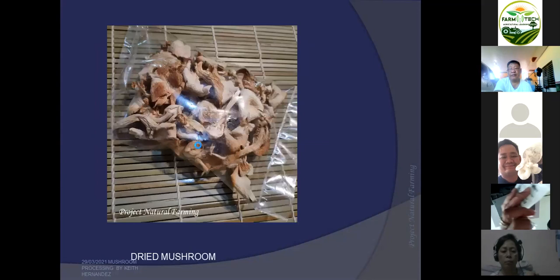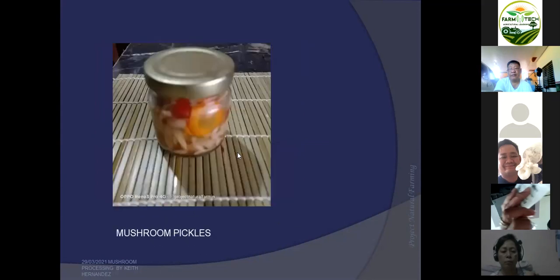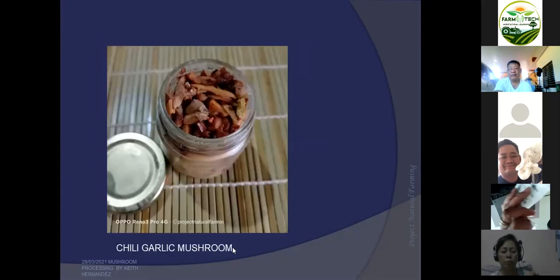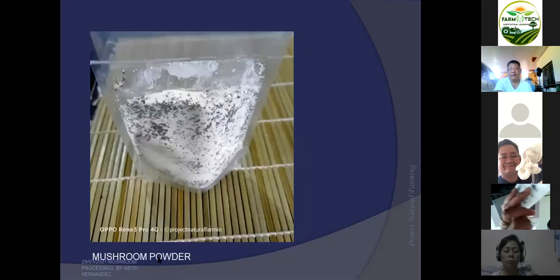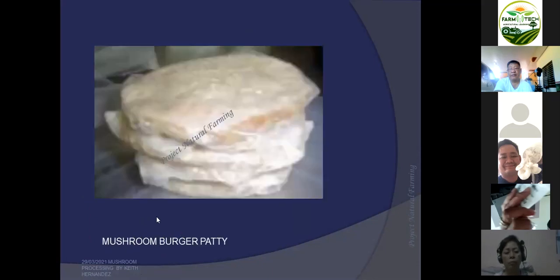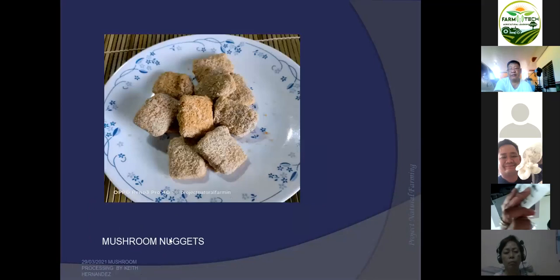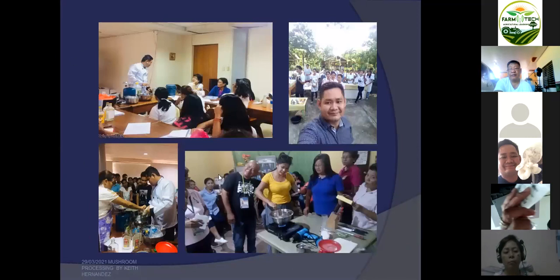Dried mushroom, of course. We will be discussing tocino and tapa. Mushroom pickles. Chili garlic mushrooms. Mushroom wine. Mushroom powder. Dami, no? Cocoa mushroom jam. And you can change it up. Mushroom burger patties. Mushroom nuggets. Mushroom ketchup. Dami, no? Tuturo natin yan sa inyo.